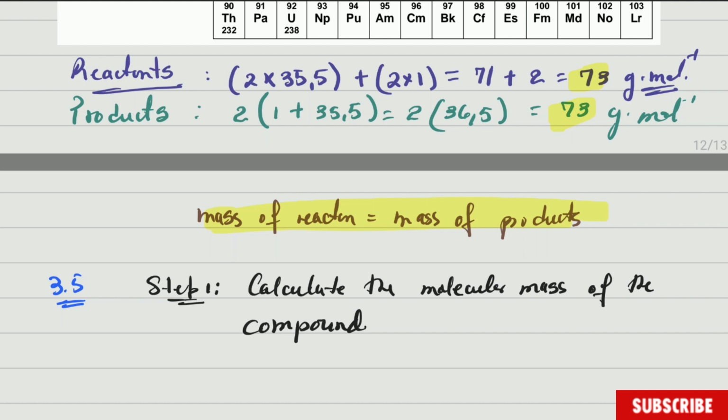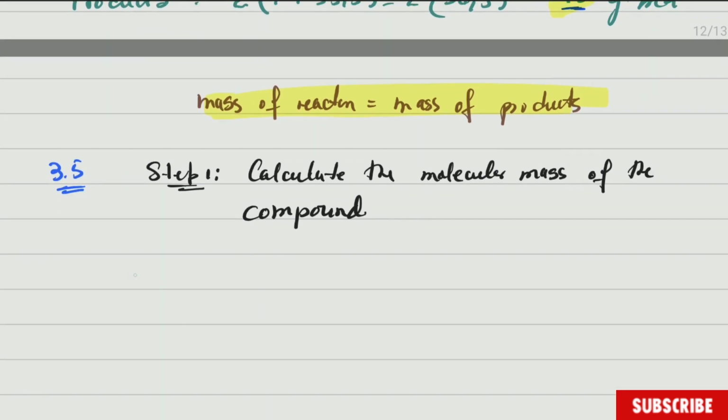So the first thing we're going to do is to calculate the molecular mass of the compound. Be careful, because in the previous question, this is not the molecular mass of the compound. That is the molecular mass of the compound with the 2 at the front when it's balanced. So the compound is HCl, and we have to calculate the molar mass for that one.